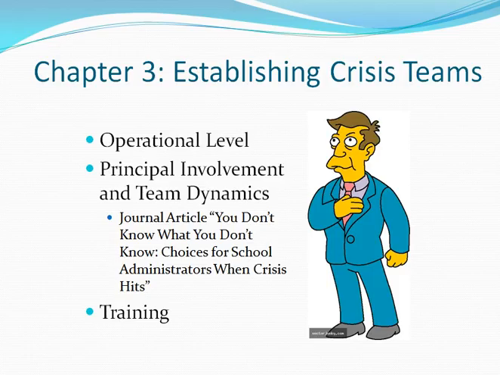In Chapter 3, we'll be talking about establishing crisis teams. Operational level. The initial task of establishing a crisis team is to decide at what level of operation the team will function. There are 3 levels of operation: the regional level, the county level, and the school level.